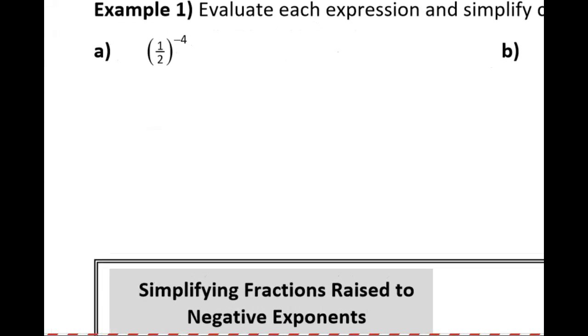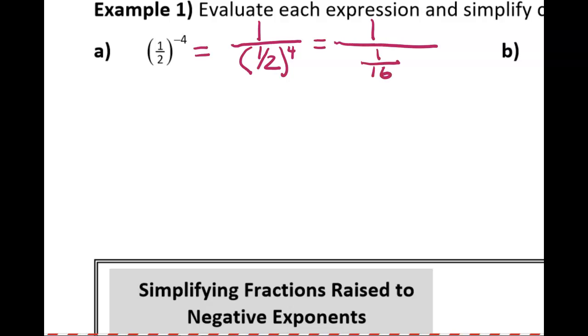We're evaluating this expression. We know from our work before with negative exponents that this should be 1 over 1/2 raised to the 4th power. And 1/2 raised to the 4th power is 1/2 times 1/2 times 1/2 times 1/2, or 1/16.